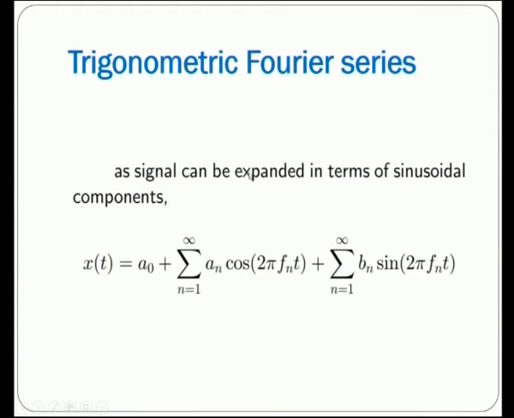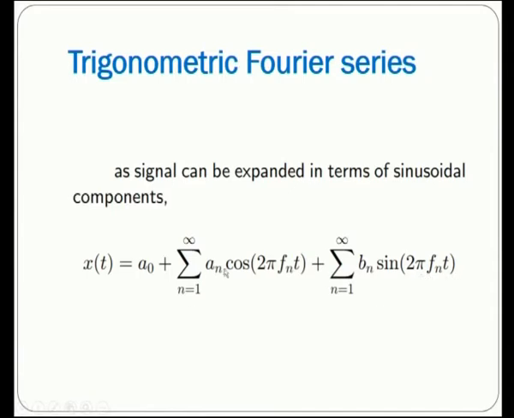So, the Fourier series is represented in trigonometric form, that is, the signal x of t can be expanded in terms of sinusoidal components, that is, x of t equal to a naught plus summation of n equal to 1 to infinity a n cos 2 pi f n t plus summation of n equal to 1 to infinity b n sin 2 pi f n t.